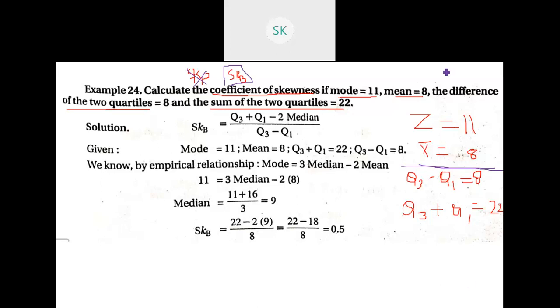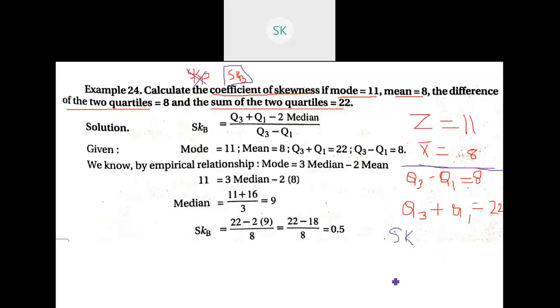Okay. So once again, the data given to us: mode is 11, mean, that is x bar, is 8. The difference between the two quartiles, Q3 minus Q1, is 8. The sum of the two quartiles, Q3 plus Q1, is 22. And they have asked us to find the coefficient of skewness.